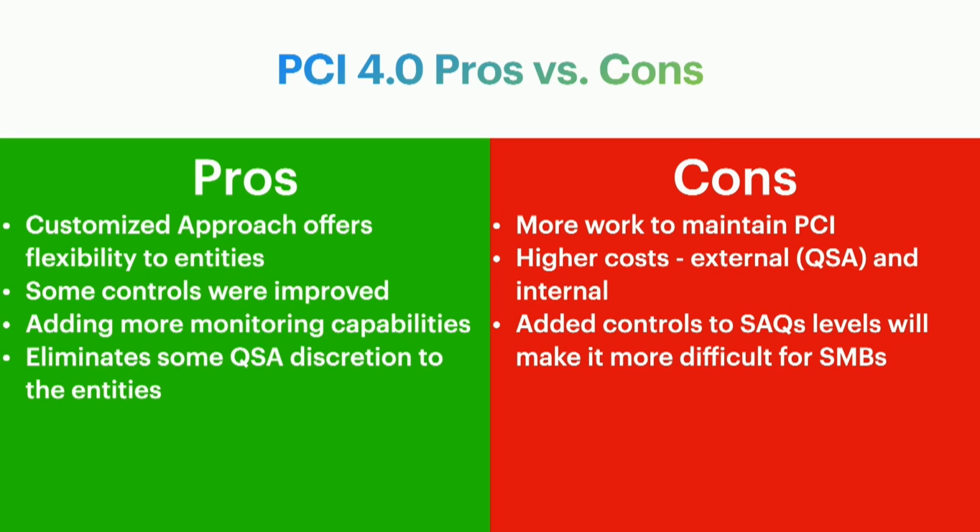The cons: this is going to be way more work from a documentation standpoint. A number of controls are added. It's going to be higher costs, both from internal resources and from external costs if you have to pay for that. And you're adding control levels to the SAQs, which for a smaller company is a problem. I've worked with companies that are 3 people doing nonprofit volunteer work, and now you're asking them to go get an ASV scan. They're going to be lost, and they're going to need a lot of help with that.